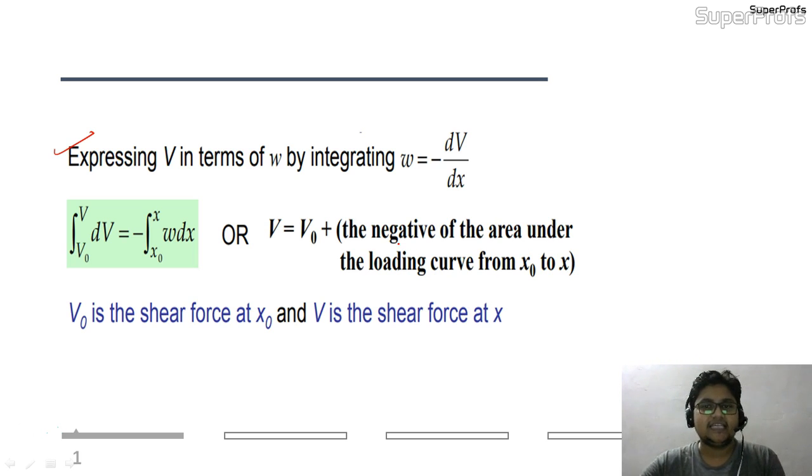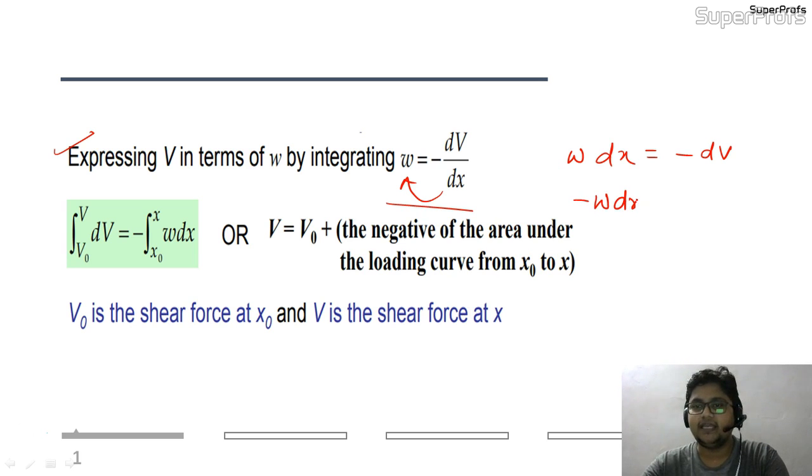So now this mathematical term, W equal to minus dV by dx. What is the mathematical meaning? You take dx this side, so it becomes W dx equal to minus dV. Now I take minus to this side, so minus W dx is nothing but dV, and I will integrate both sides. So what does integration mean? Integration is the tool by which we find the area between the 2 points.